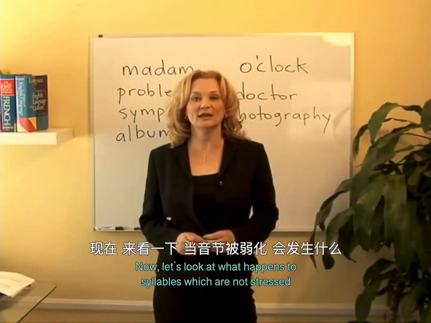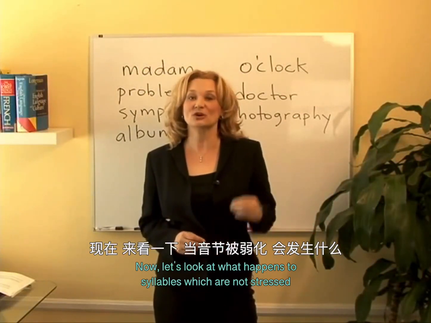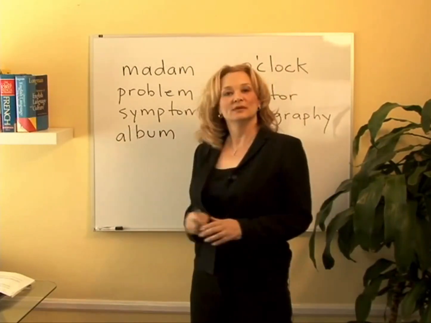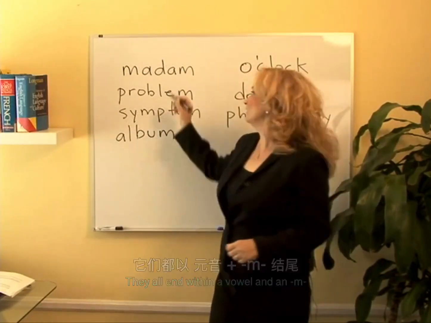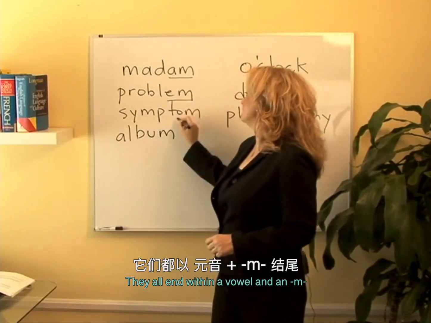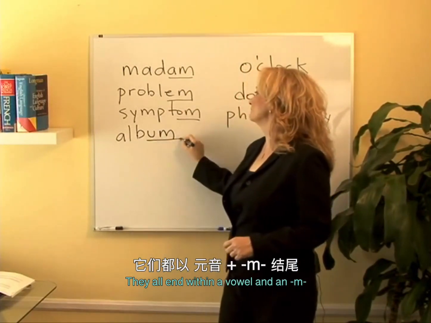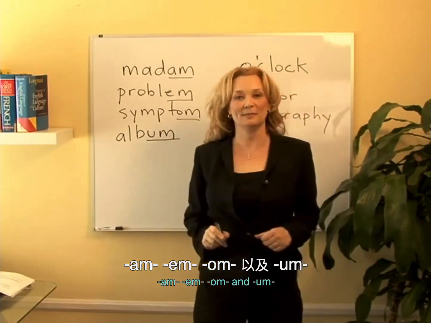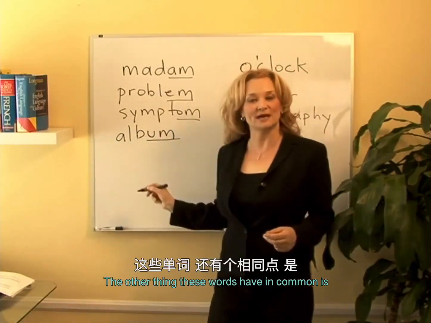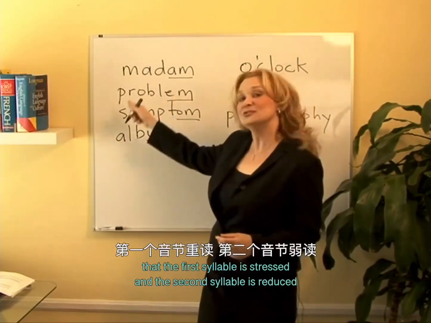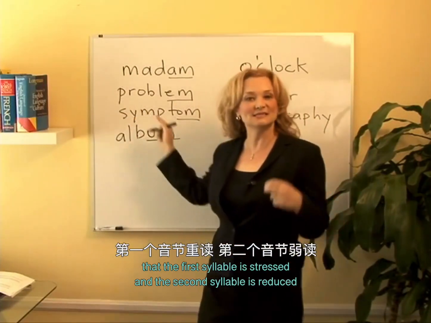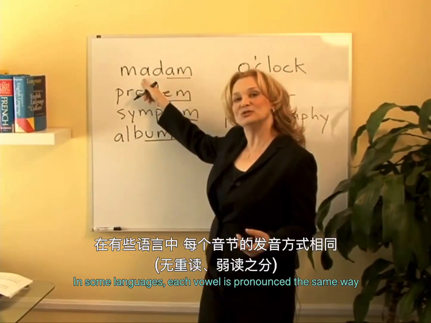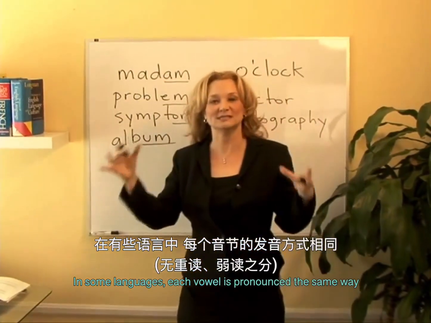Now, let's look at what happens to syllables which are not stressed. Look at these words right here. They all have something in common. They all end in a vowel and an M. A-M, E-M, O-M, and U-M. The other thing these words have in common is that the first syllable is stressed and the second syllable is reduced.